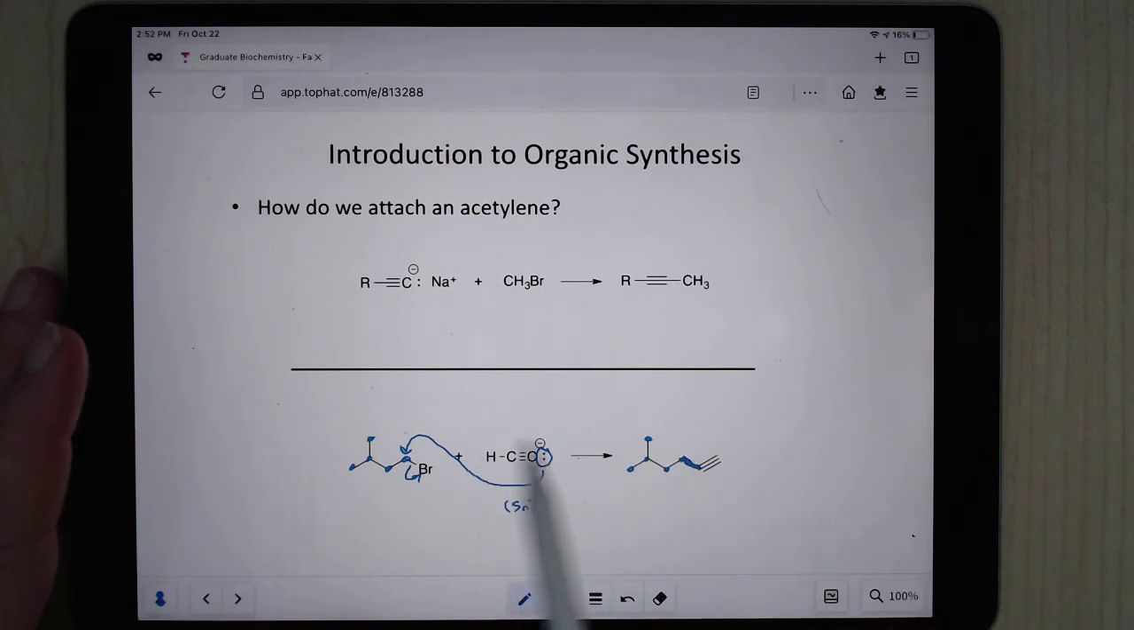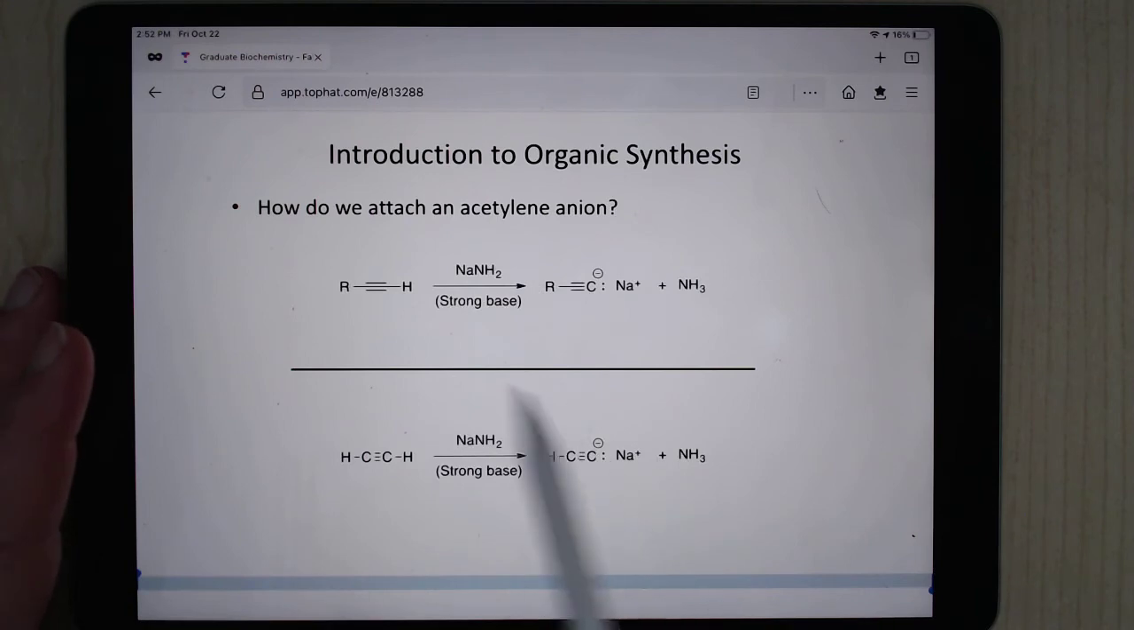Right? Well, how are we going to form this? Well, that's pretty easy. We're going to take acetylene and hit it with sodium amide, and that's going to rip this away, and so we have what we need.